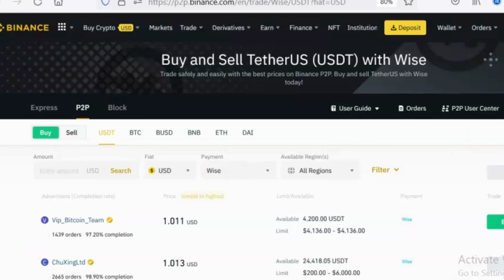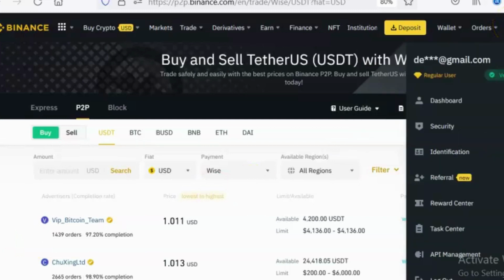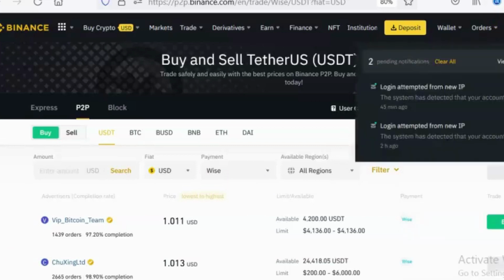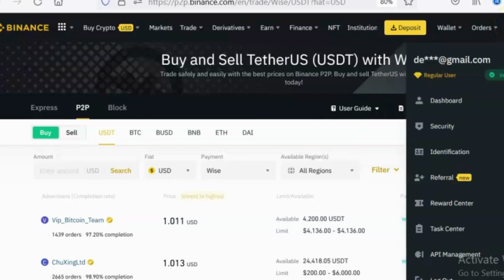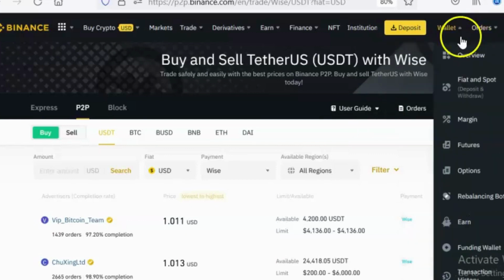Very important for you to note that when you buy through P2P, the funds will be in your funding wallet as opposed to your fiat or spot wallet. So if, for example, we look here, this is funding wallet. We can now move it to fiat if we want to, or also transfer from fiat to funding. But when you are doing P2P trading on Binance, the funds is in the funding wallet.